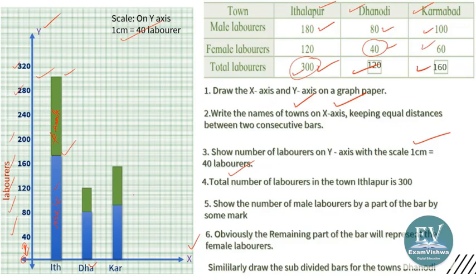So this became a divided or subdivided graph, and once you put the idea about what color is used for female and male, your graph is very clear. Anybody can understand. You studied reading the graph in 6th standard. So you can read the graph and answer how many males are there, how many females are there, and in which particular city more laborers are there. You will say Ithalapur. Where it is least, you will say Dhanodi. Correct?